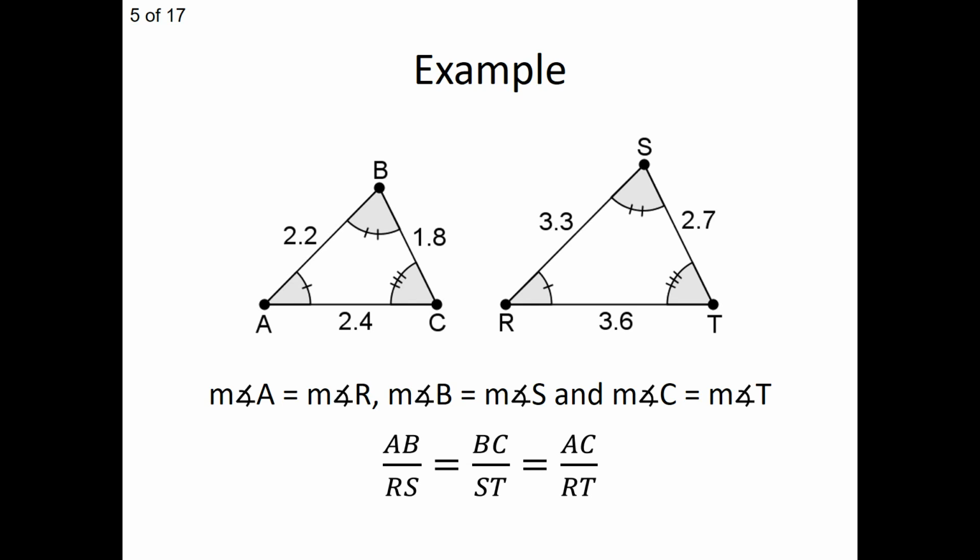So what we actually have is what's called an extended proportion. We bring all three ratios together and set them all equal to each other. Those sides are all going to give us the same value.